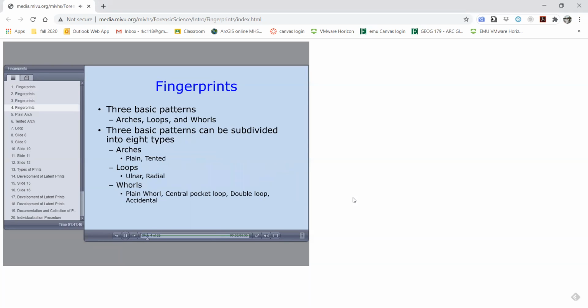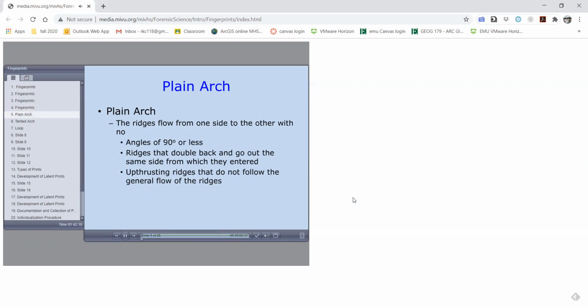Here's where it starts to get complicated. There's three basic patterns: arches, loops, and whorls. That sounds easy enough. But the three basic patterns are subdivided into 8 types. Arches have plain and tented arches. Loops have ulnar and radial loops. And whorls have a plain whorl, a central pocket loop whorl, a double loop whorl, and an accidental loop whorl. So it gets really crazy when you're trying to look at fingerprints to decide exactly what type it is. It takes years of practice. We'll walk through each type of fingerprint just so that you have an idea.